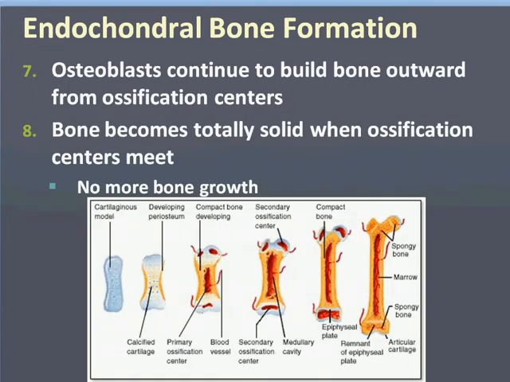Alright, almost done. In endochondral bone formation, these osteoblasts are going to continue to build bone outward from the ossification centers. Again, kind of like an inside-out process, just like skin that we already have seen. And then eventually, when these two ossification centers meet, meaning the shaft and the edge, it's going to create one solid bone, and there's no more bone growth. And again, this doesn't happen until perhaps your mid or maybe even late 20s.